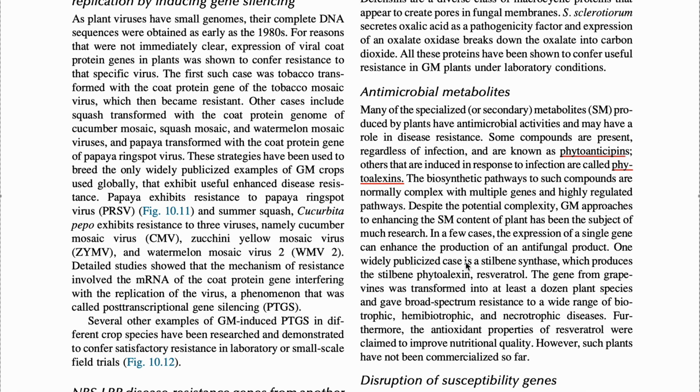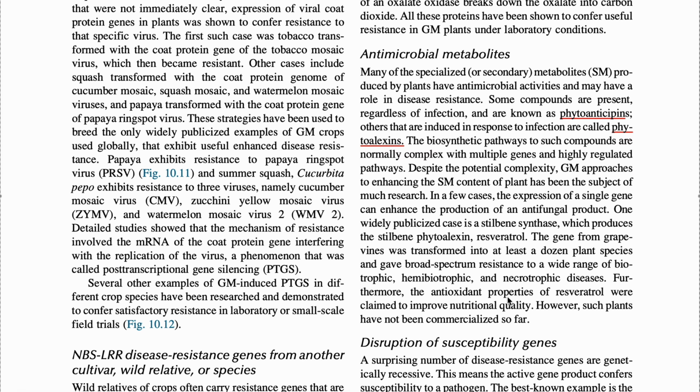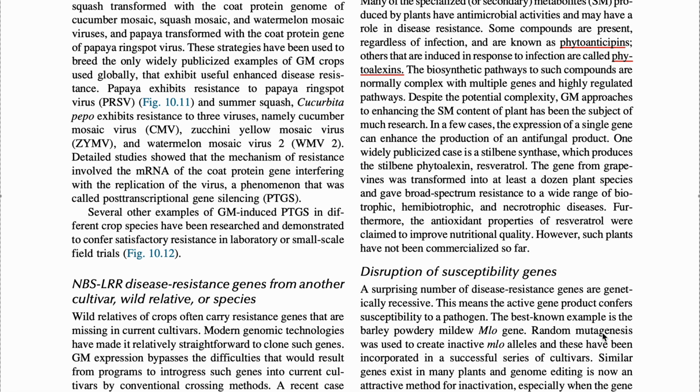One widely publicized case is a stilbene synthase which produces the stilbene phytoalexin resveratrol. The gene from grapevines was transformed into at least a dozen plant species and gave broad spectrum resistance to a wide range of biotrophic, hemibiotrophic and necrotrophic pathogens. Furthermore, the antioxidant properties of resveratrol were claimed to improve nutritional quality. However, such plants have not been commercialized so far.